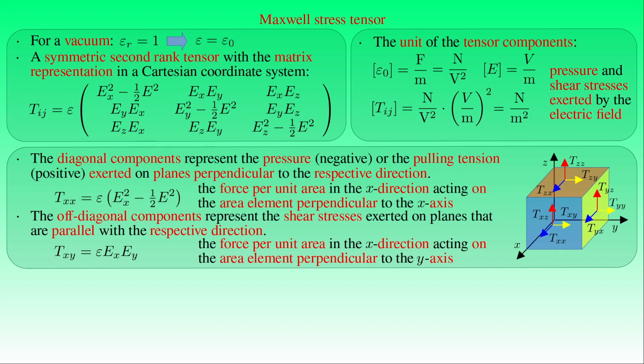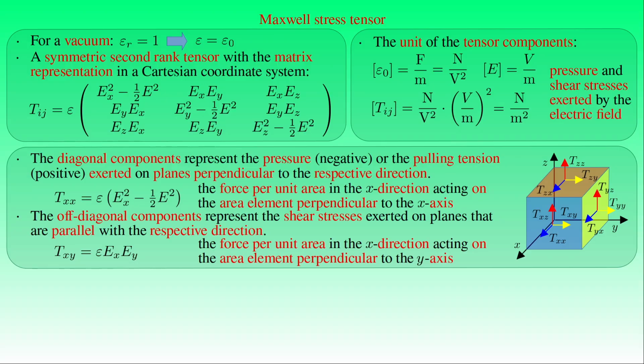Similarly, the component T sub XZ describes the shear stress exerted on the blue area element in the Z direction, indicated by the red arrow. The same interpretation can be made for the other off-diagonal components represented by the arrows lying in the yellow and red faces of the volume element.